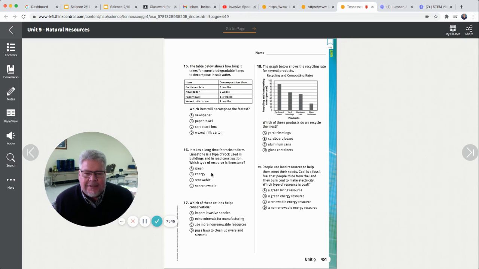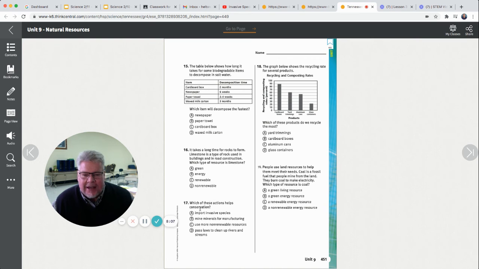16. It takes a long time for rocks to form. Limestone is a type of rock used in buildings and road construction. Which type of resource is limestone? Well, here's your clue. It takes a long time for it to form. So any kind of resource that takes a long time to form is non-renewable. D.